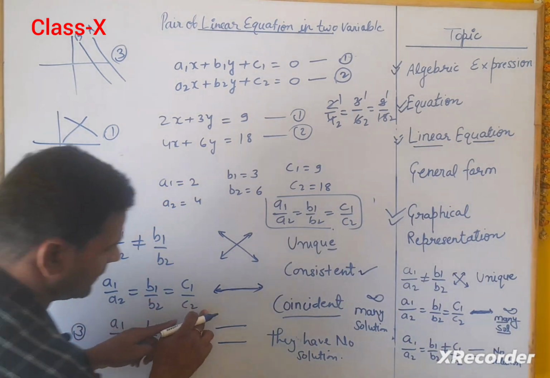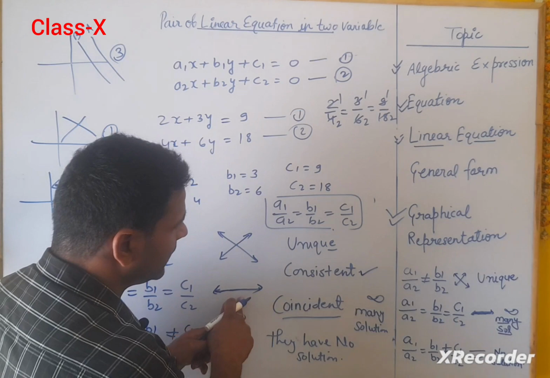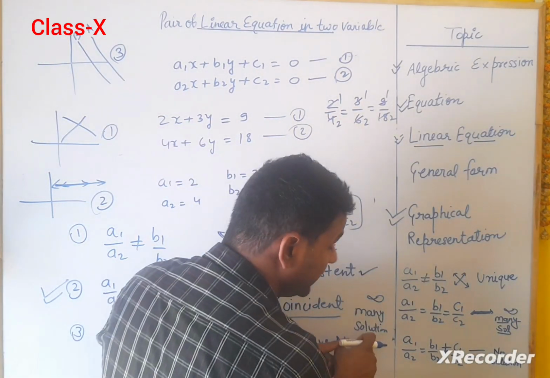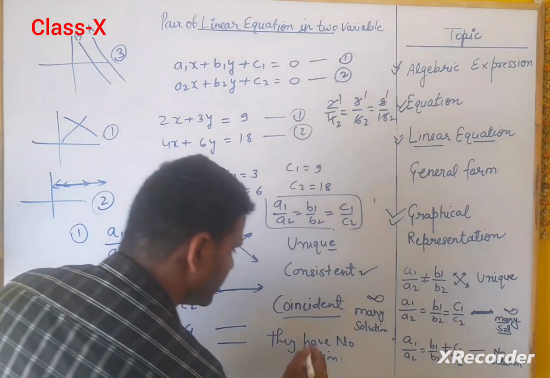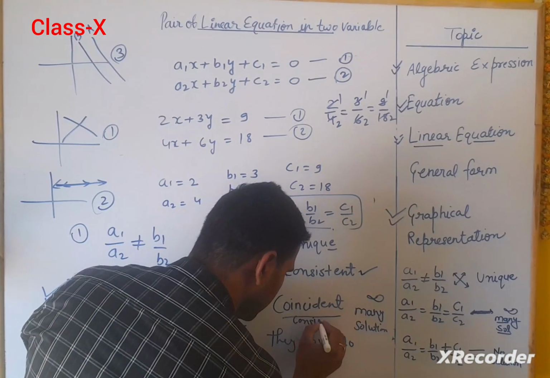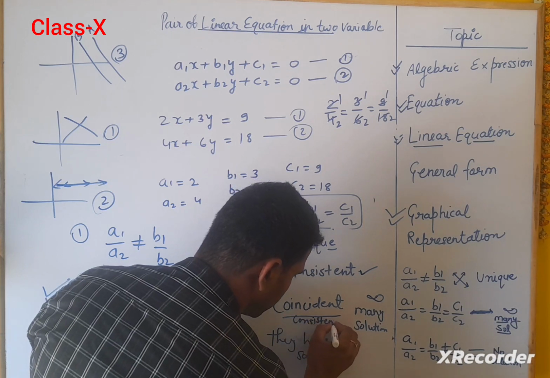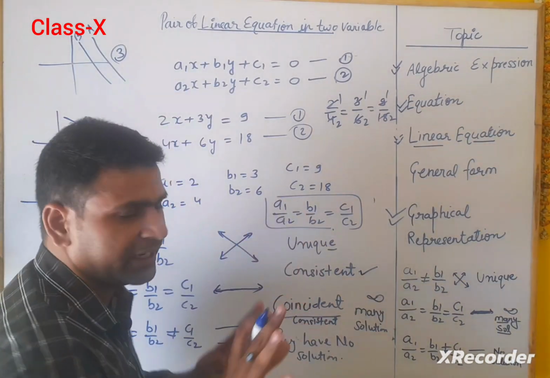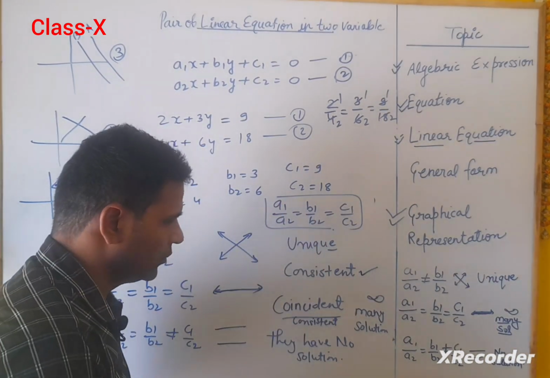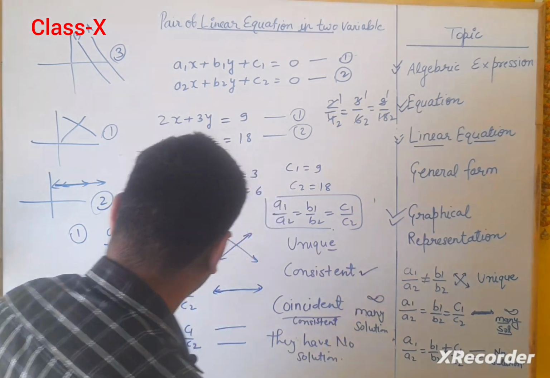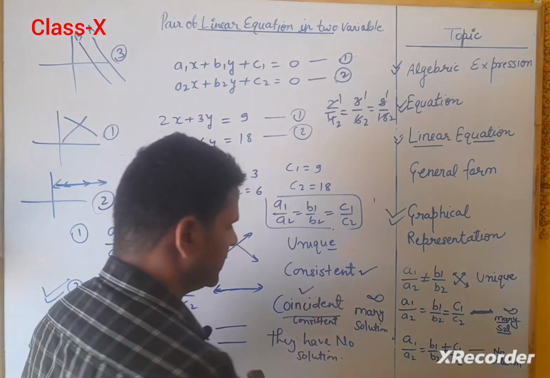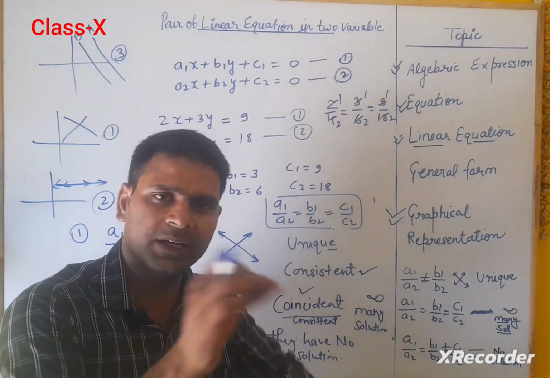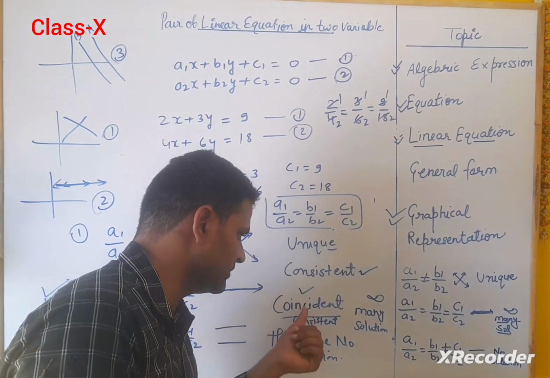So what is the second condition? They are coincident, it has infinitely many solutions, and that is also consistent. Now once again I am going to clarify a few words. You know what coincident is? When two lines are on the same path, one on top of the other, we can say that it is coincident.